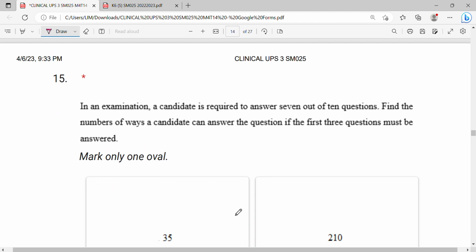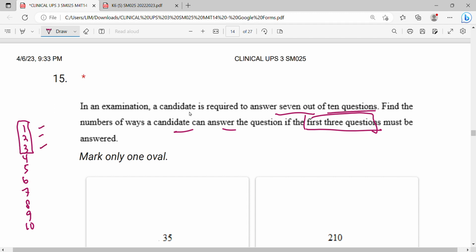So this one, examination, your candidate answers 7 out of 10 questions. Find the number of ways the candidate can answer if the first 3, okay, you have 10 questions, 1, 2, 3, 4, 5, 6, 7, 8, 9, 10. So the first 3 questions must be answered. So this one, ada pilihan lagi ke? Tak, this one fixed. Must be answered these 3, correct? So how many more questions that you need to answer? 4 more. So 4 more from this question, betul? So how many ways?